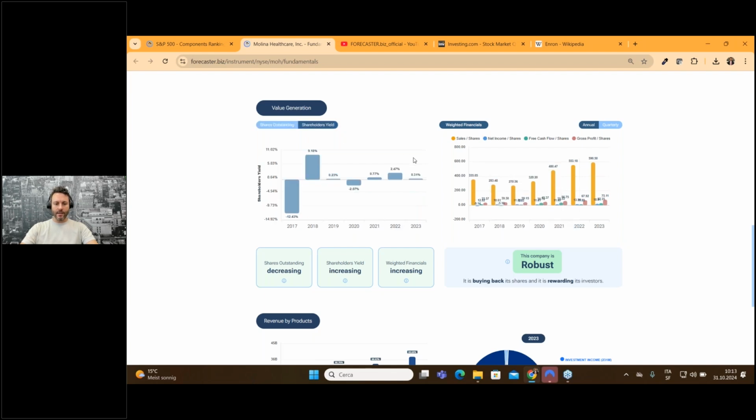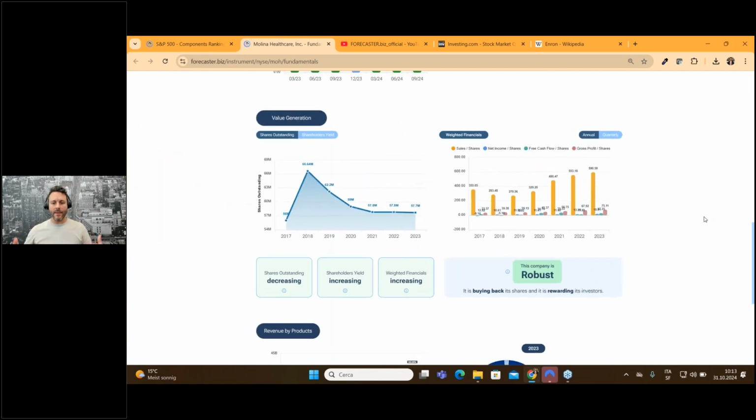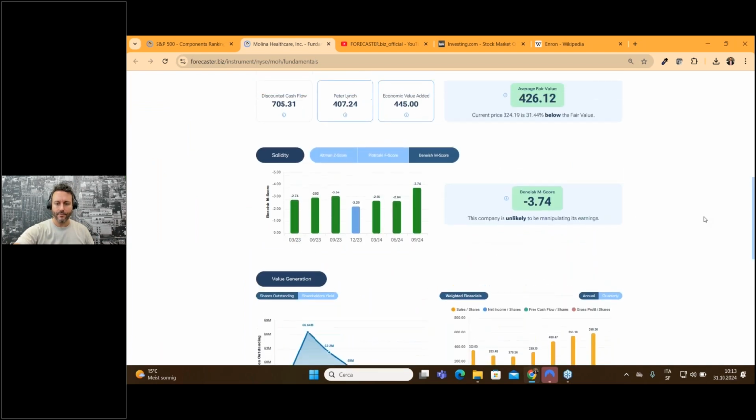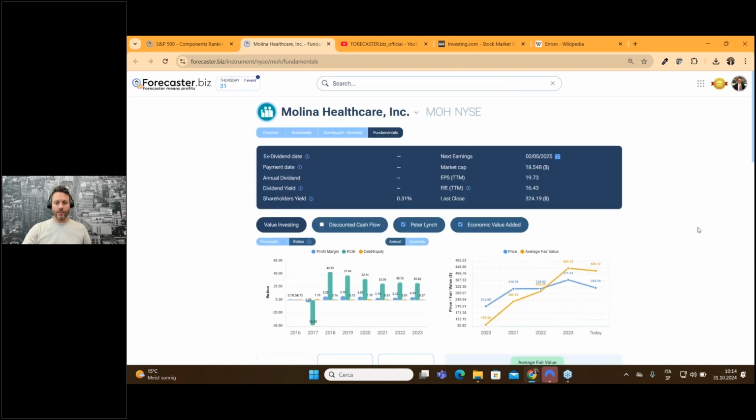Very interesting. If we look at the last years, we had a positive shareholder yield. It means this company is creating value for the shareholders, and year by year, they are improving their company. Look, because our weighted financials, how we call them, are improving year by year. So we are in front of a company which is managed very well. Okay, so perfect. We are in front of a company which is definitely a very interesting investment for the long run.